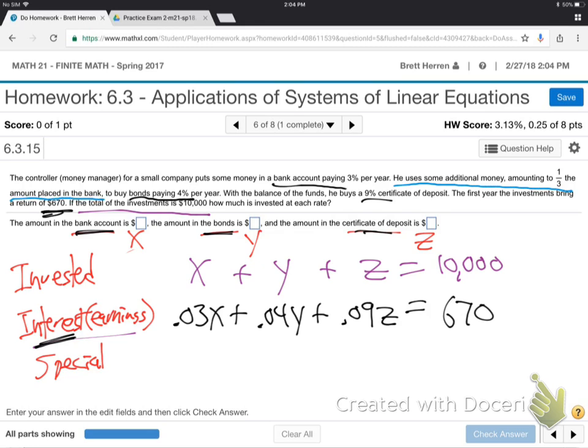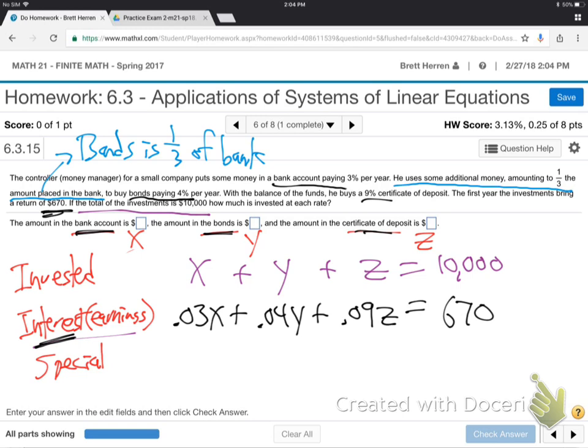That's the only thing I haven't done yet. Here, all the percentages are used, all the other numbers are used. Additionally, he uses some amount of money, 1/3 of the amount placed in the bank, to buy bonds. Is that a confusing sentence? That's a way of saying bonds is 1/3 of bank. Do you see that they're saying that?